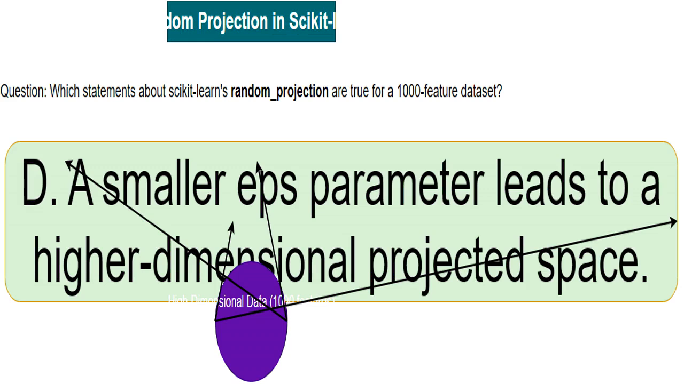The EPS parameter in RandomProjection determines how much dimensionality reduction to apply. A smaller value for EPS means less reduction. The projected space will retain more dimensions and be closer to the original dimensionality. Think of it as zooming in. A smaller zoom factor shows more details.